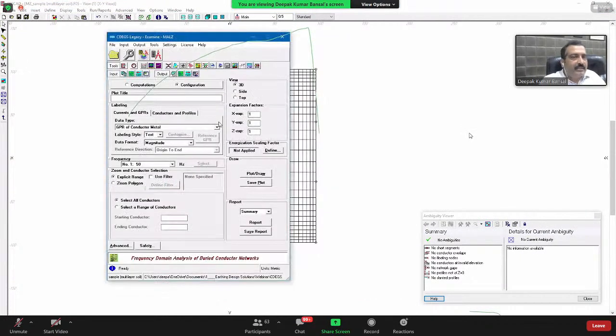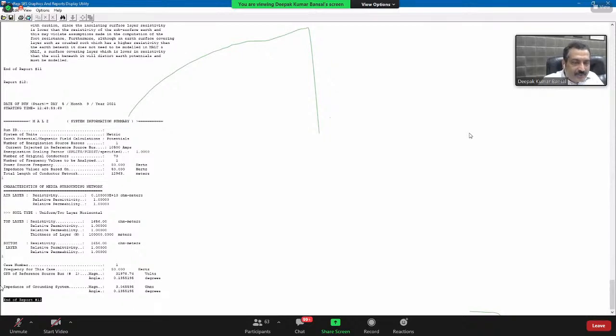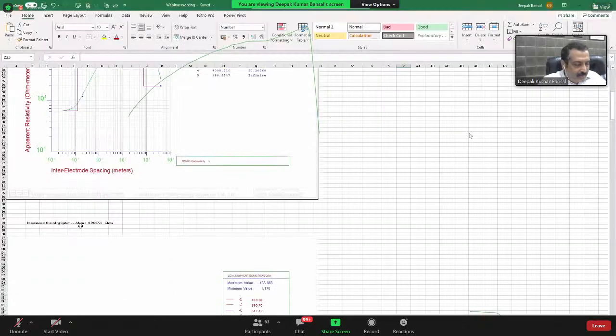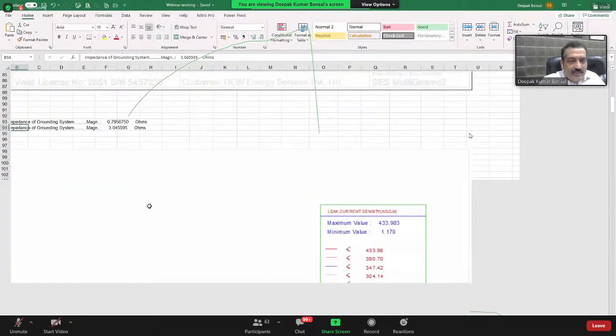Now we have done nothing. We have only changed from a multi-layer soil model to uniform soil, and we see the report. What happens? Now you see the report. The impedance of the ground has become 3.04 ohms. So now you see the difference.